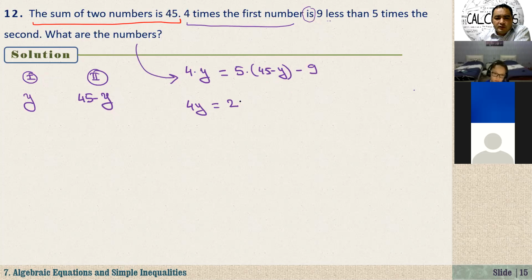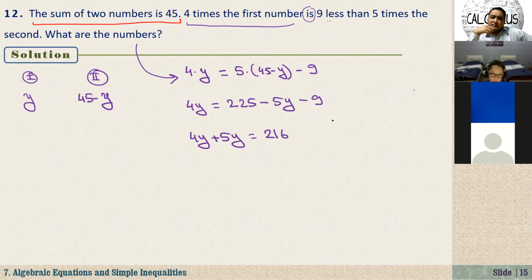That is equal to 225 minus 5 times y, it is 5y minus 9, right? And unknowns we have to take to the left hand side. Here we have 4y. Take negative 5y to the left hand side. That is plus 5y. On the right hand side, 225 minus 9, that's equal to 216, because 25 minus 9 is 16, and 200 plus 16 is 216. 4y plus 5y is 9y.